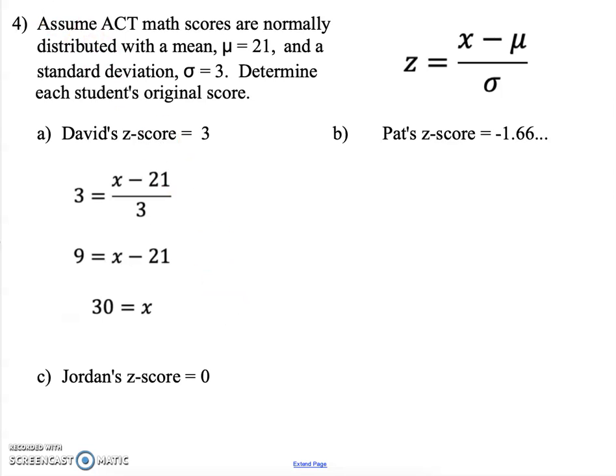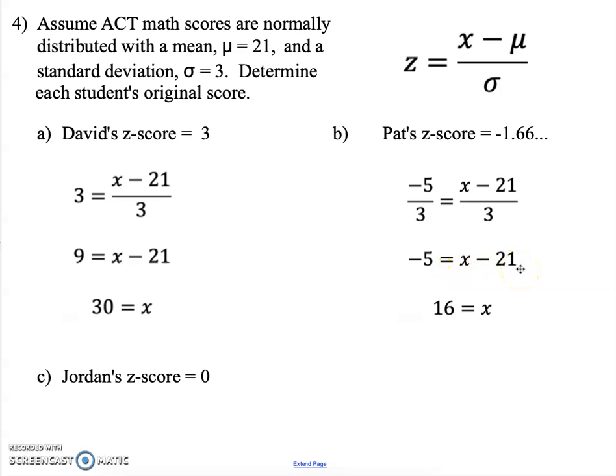Come back when you're ready. For Pat's score, I believe I turned negative 1.6 repeating into an improper fraction, which is negative 5 over 3. Made my math a little easier to do. Negative 5 over 3 equals x minus 21 over 3. Multiply both sides by 3. The denominators cancel out. You get negative 5 equals x minus 21.